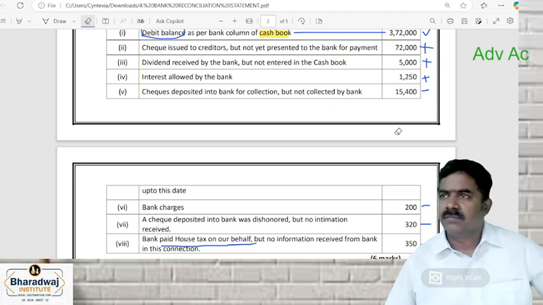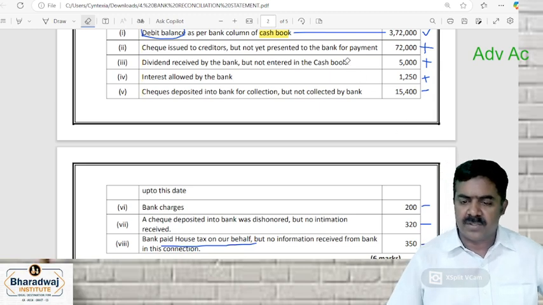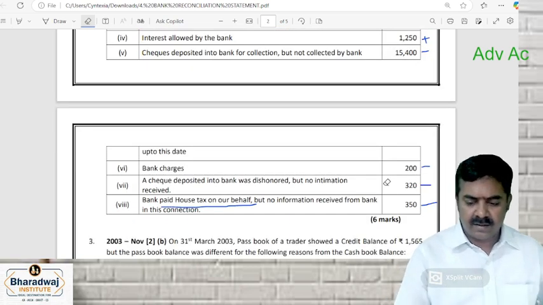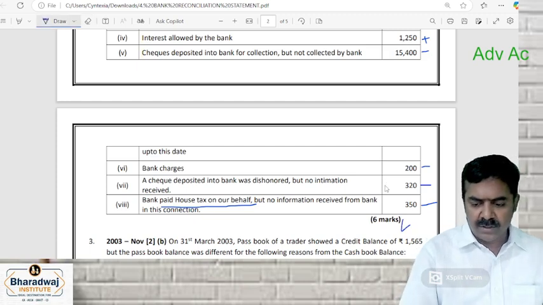Shall we go to the next question? What is the answer for this? 4 lakh. 33,918.